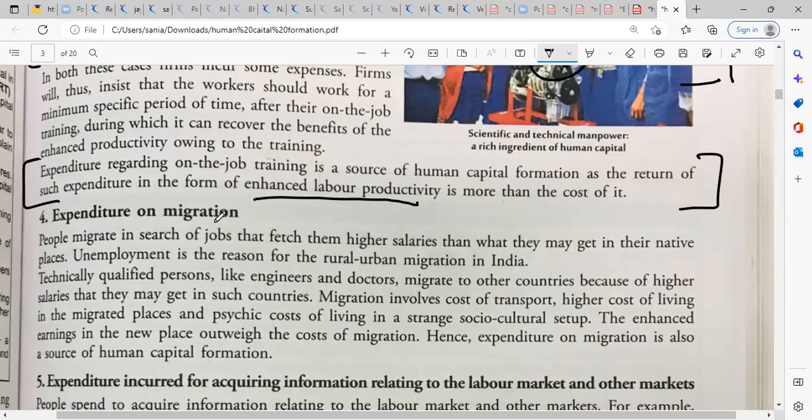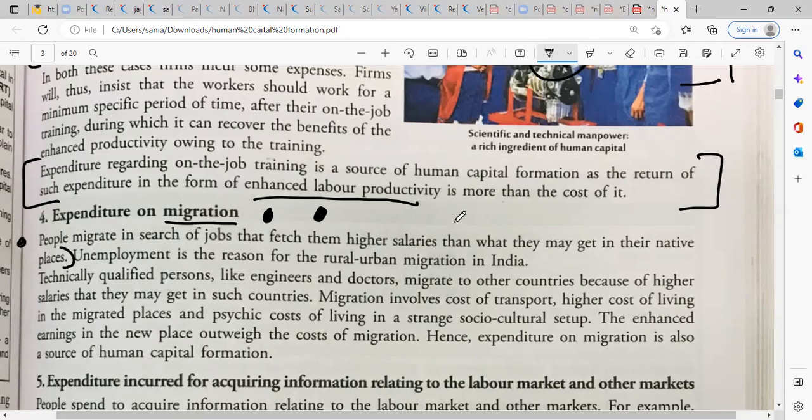Why do people migrate? Migrating is basically moving from one place to another. That is migration. People migrate in search of jobs that fetch them higher salaries than they may get in their native places. For example, I'm living in India. If I'm not getting a good salary, of course, I'll shift to some other country.